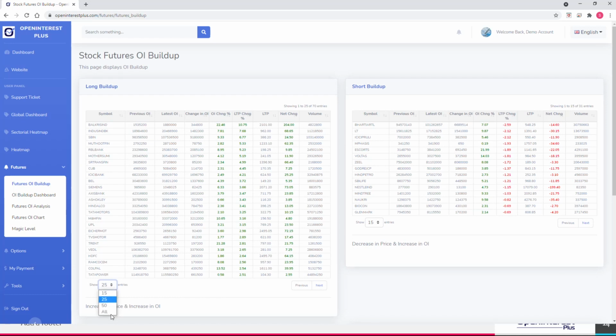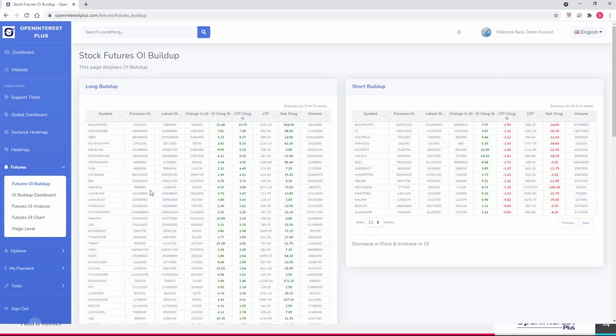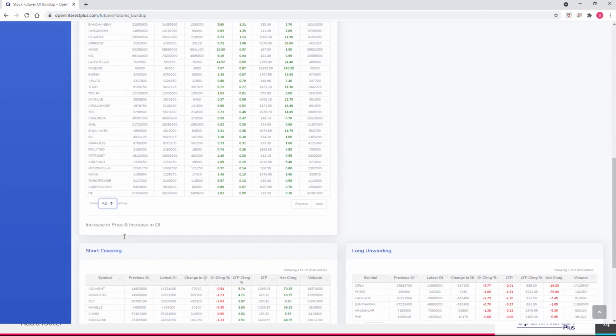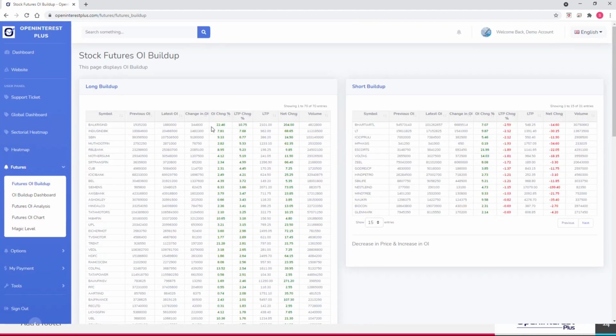Or let's say you want to look at all the available list, you can click on All, and the data will be displayed. There is a provision to sort by clicking on the headers. The headers are the previous day OI, the latest OI, which is the current day OI, the change in OI, the OI change percentage, the LTP change, the LTP, the net change, and the volume.